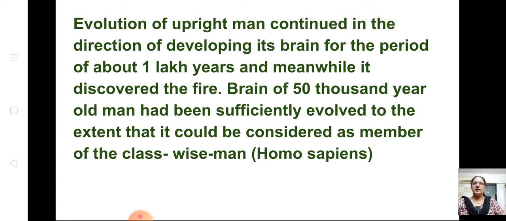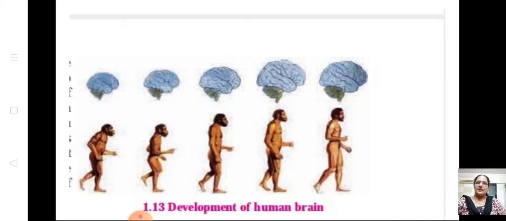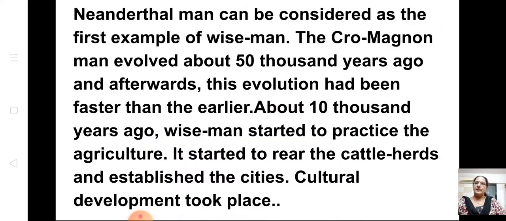The brain of the 50,000 year old man had evolved sufficiently that it could be considered a member of the class of wise man, that is Homo sapiens. You can see the development of the brain, how it was before and how it has developed now. This is the picture of that. The last part: the Neanderthal man can be considered the first example of wise man. This can come for the exam.